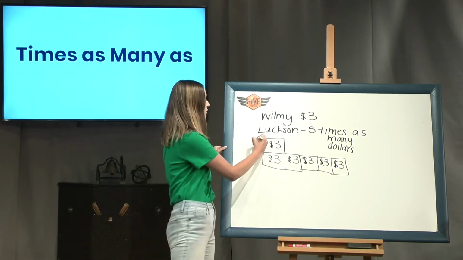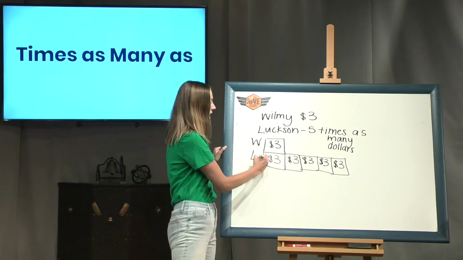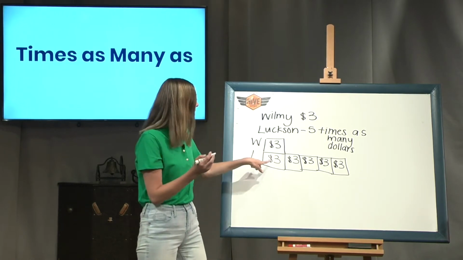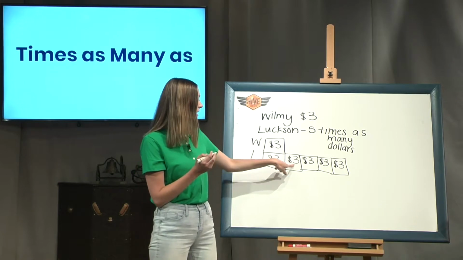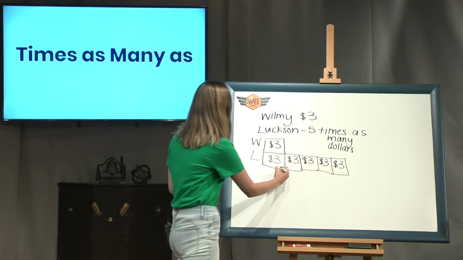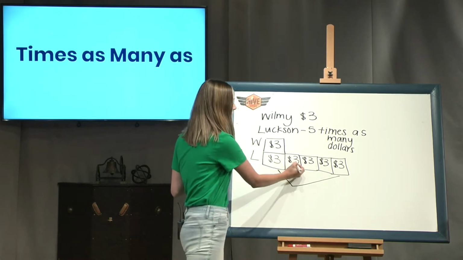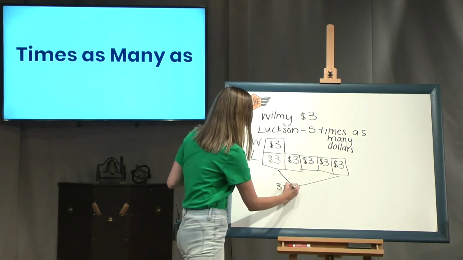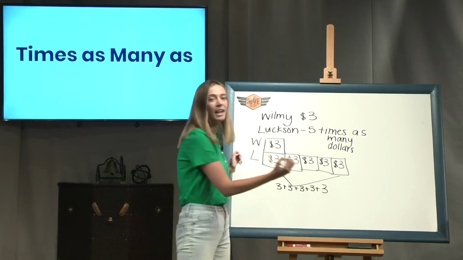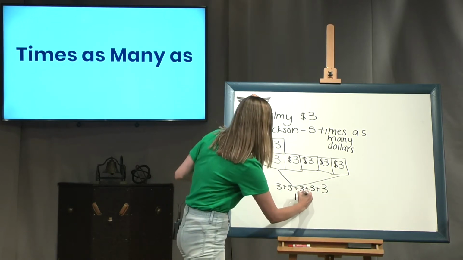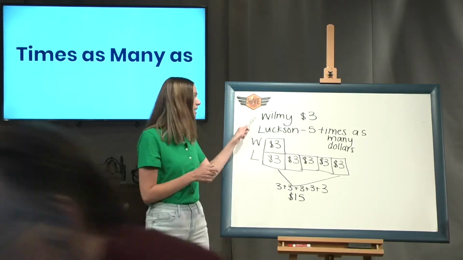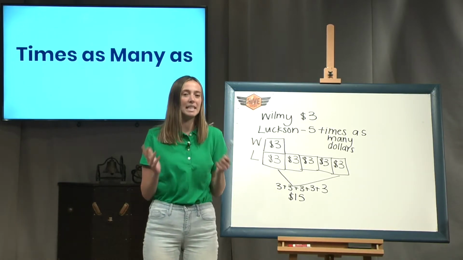Here's Wilmy. I'm going to do a W for Wilmy. Here's L for Lixone. How much money does Lixone have? Let's count it up. 3, 6, 9, 12, 15. We just added those up. 3 plus 3 plus 3 plus 3 plus 3, and we get $15. So Lixone has $15.